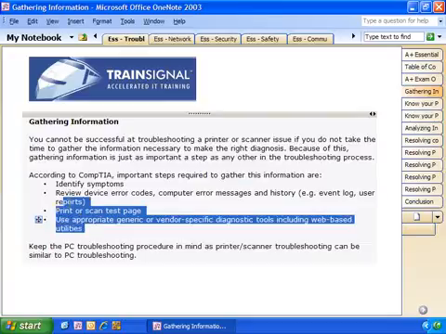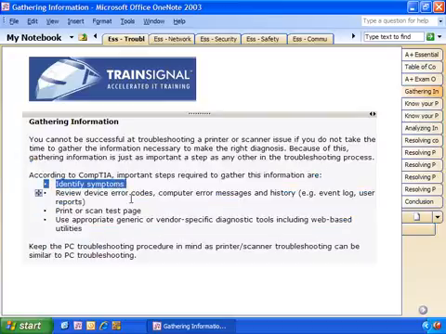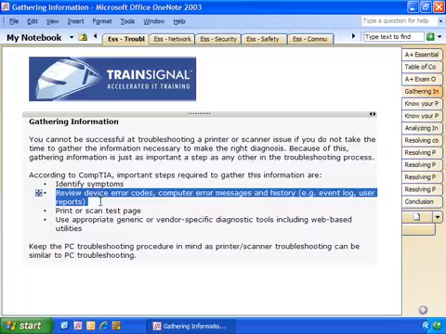According to CompTIA, important steps required to gather information are: first off, identify the symptoms. You could ask the user what's going on. You could experience it for yourself. You can look at the front of the printer and review the device error codes. Or on the computer or the print server, there might be error codes there, or some sort of history as far as what happened, what print job specifically was printing when the printer jammed. It might be important. It might not.